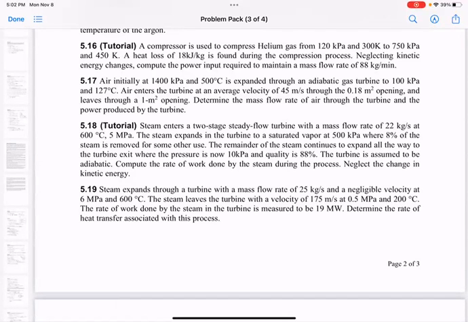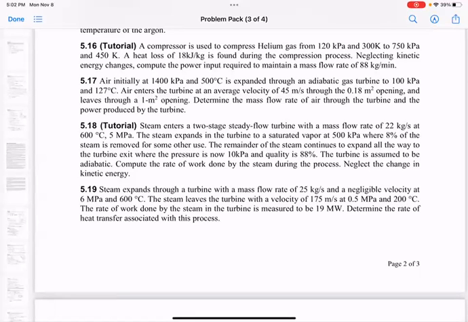So 5.18: steam enters a two-stage steady flow turbine with a mass flow rate of 22 kilograms per second at 600 degrees Celsius and 5 megapascals. The steam expands to a saturated vapor at 500 kilopascals, where 8% of the steam is removed for some other use. The remainder of the steam continues to expand all the way to the turbine exit, where the pressure is now 10 kilopascals and the quality is 88%.